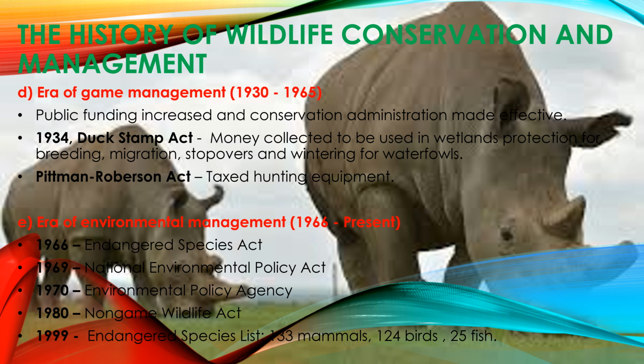On to the fourth era, known as the era of game management, between 1930 and 1965. During this period, public funding increased and conservation administration was made effective. And by 1934, the Duck Stamp Act, which saw the money collected from the stamps used in wetlands protection, for breeding, migration, stopovers, and wintering for waterfowl.